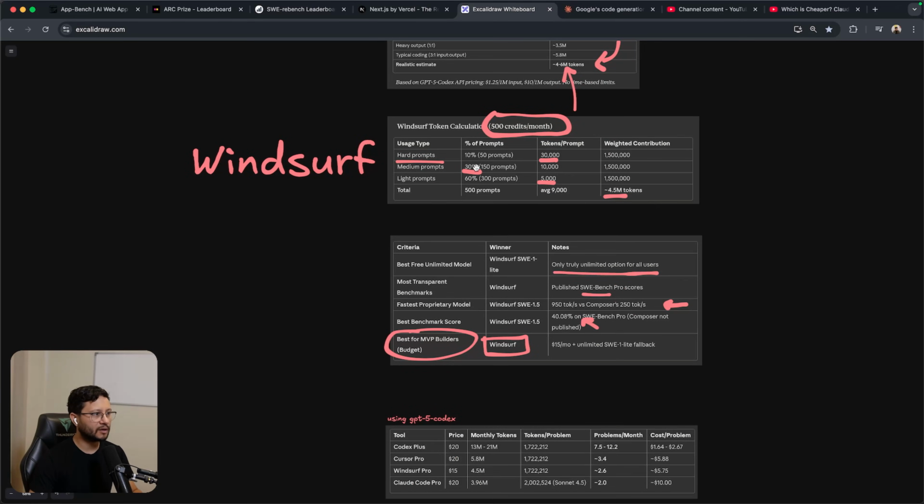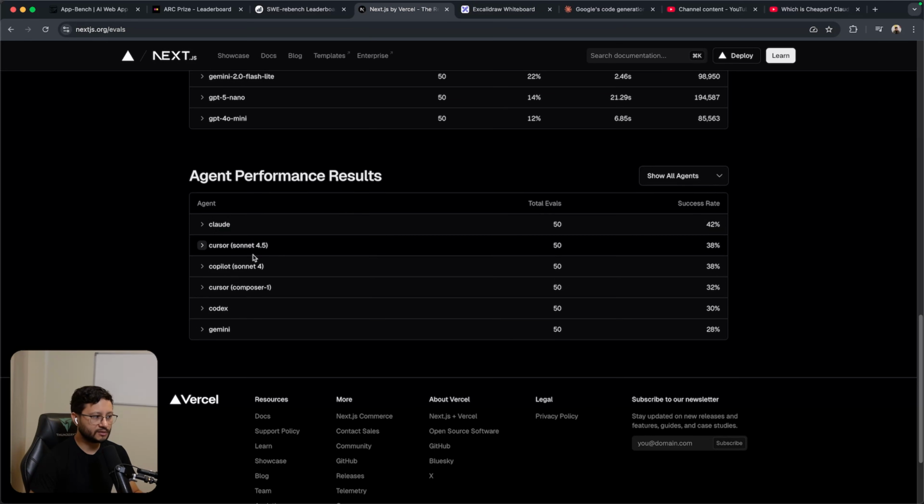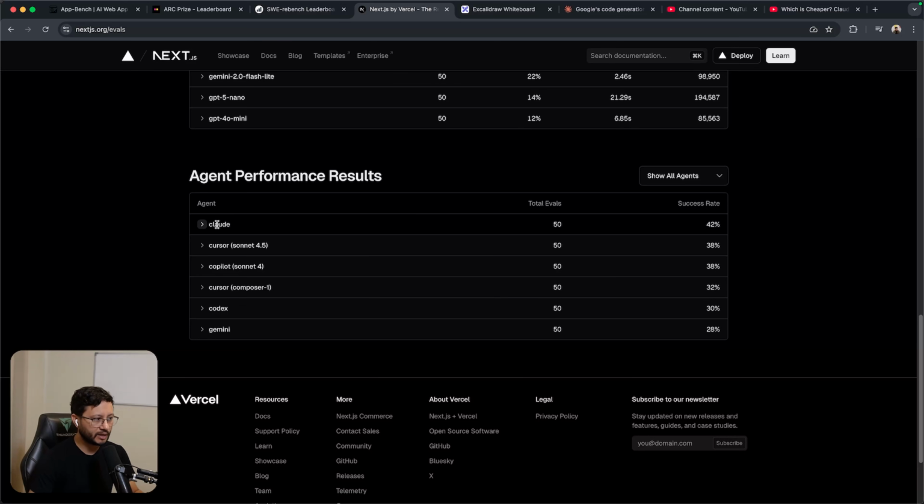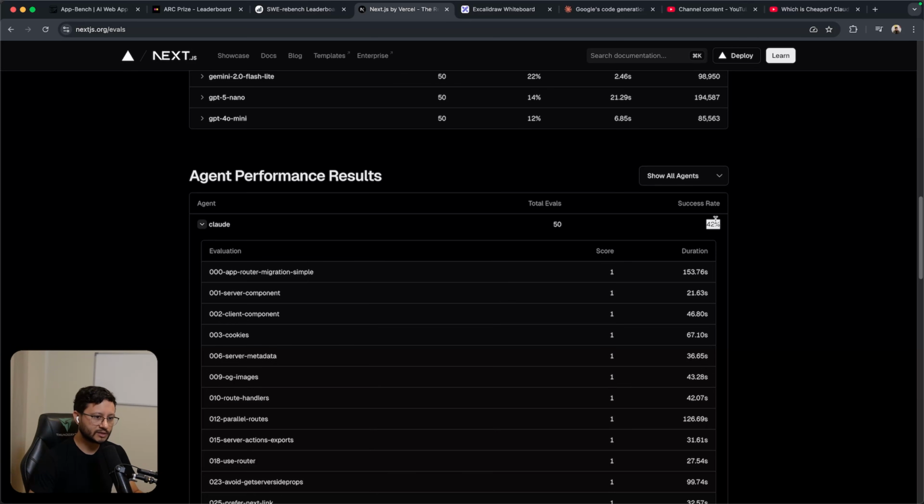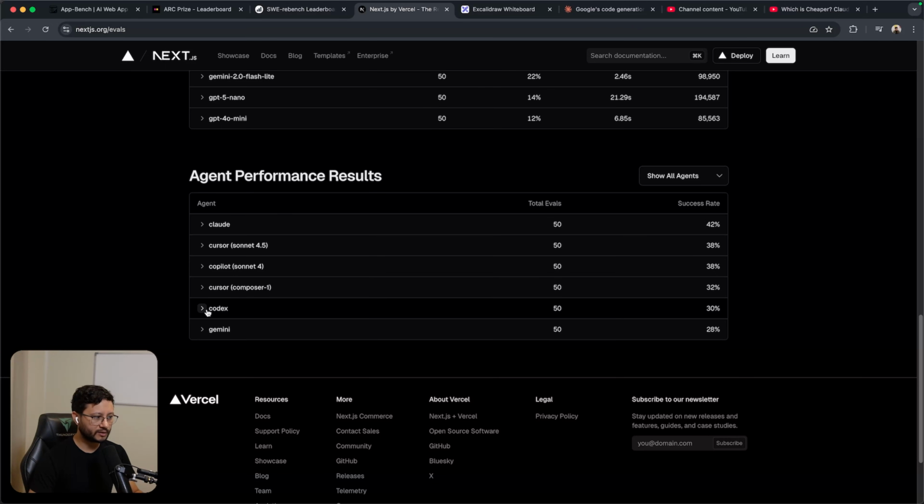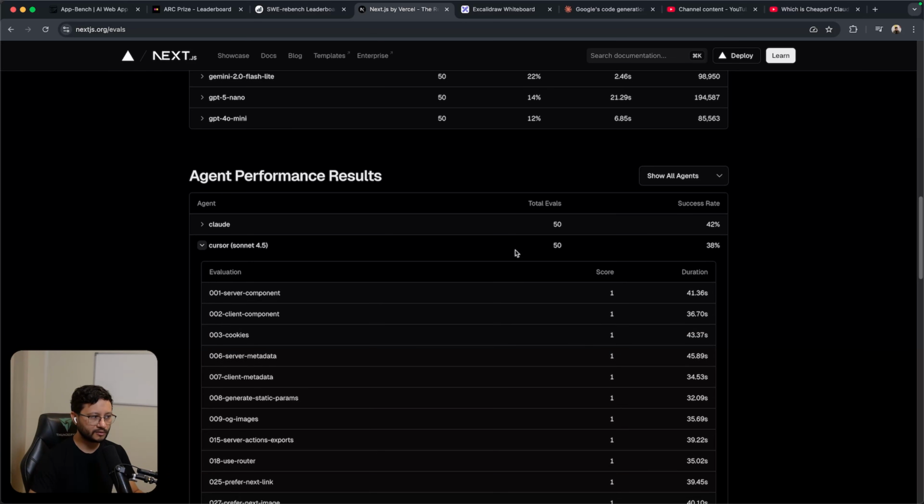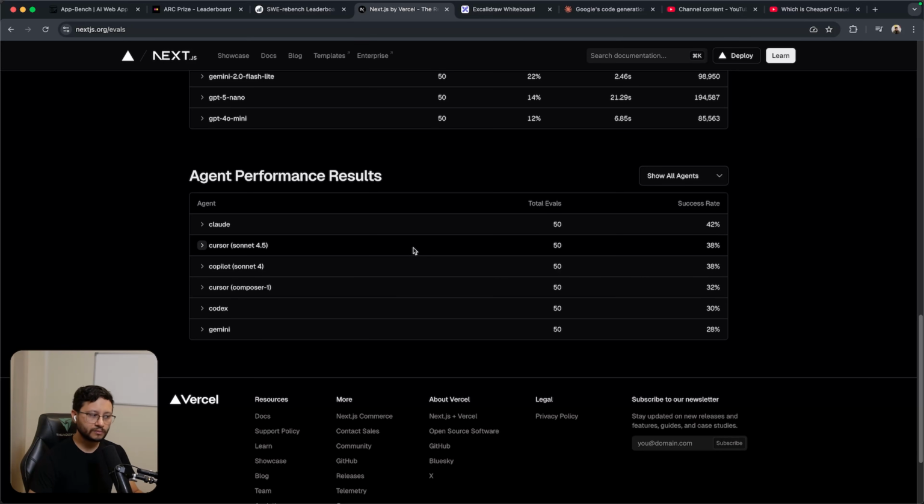Something else I get asked a lot is, okay, if Windsurf is just more cost efficient and you'll have access to the same models and everything, why are people even still talking about Cursor? It's because their agent is just better. We have really not a lot of evaluations for AI coding agents, but there's this one from Next.js that points out that Claude is the best one with a success rate of 42%. By the way, this is just based on Next.js usage, not coding overall. We have Codex all the way down here with 30%, but we have Cursor in second place with 38%. So Cursor's agent is really, really good.